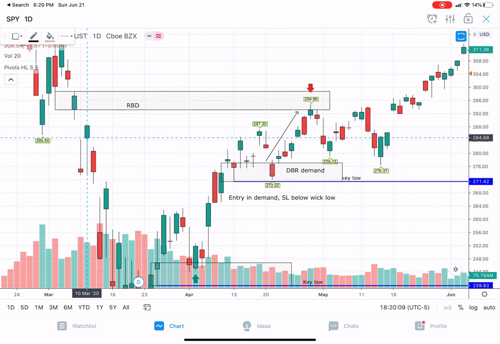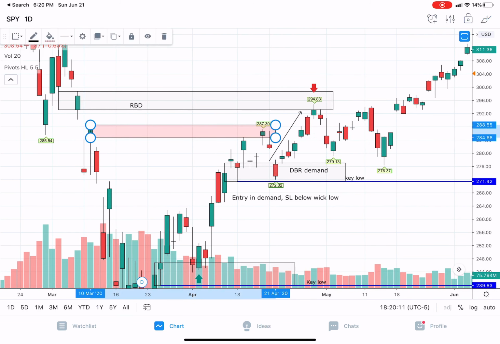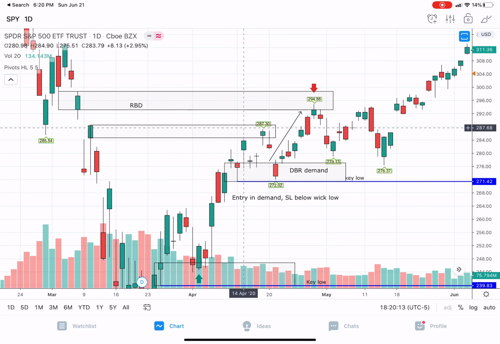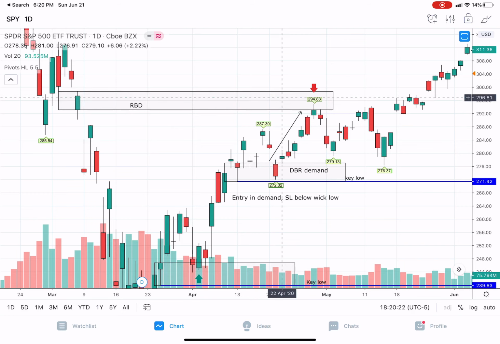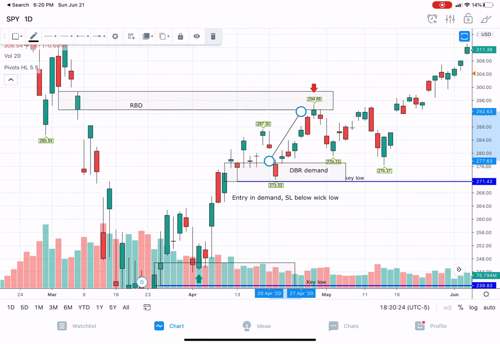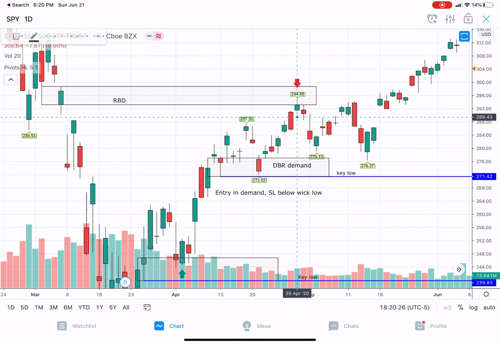And I would actually target the opposing fresh supply zone. So I wouldn't target this zone, right? Because this zone is obviously tainted. This zone has been tested here, right? So I would target the opposing fresh supply zone. So this zone right here. We get a rally up into supply here. So what happens? We fade below, and now we would need to identify demand, right?